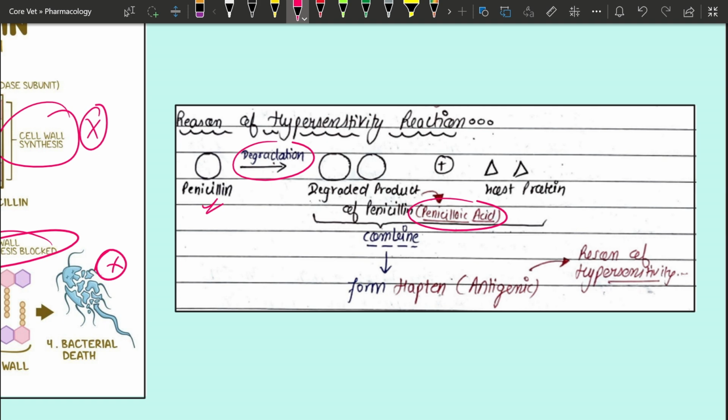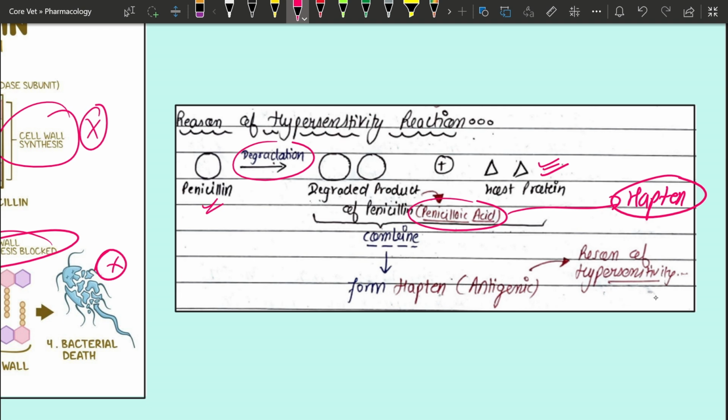So when there is the formation of the penicilloic acid, what happens? This penicilloic acid acts as a hapten. You have to study about hapten in your microbiology. So when the penicilloic acid, acting as a hapten, is going to combine with the host protein, this particular penicilloic acid is going to combine with the host protein.